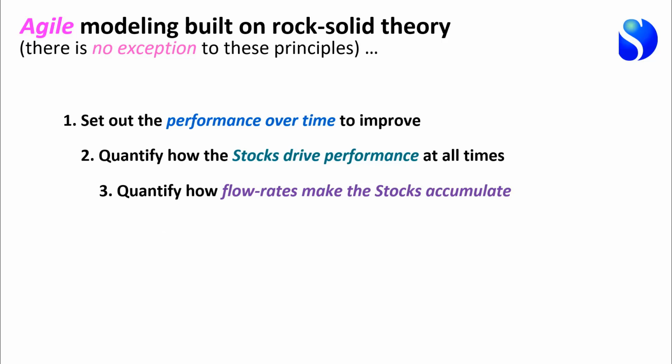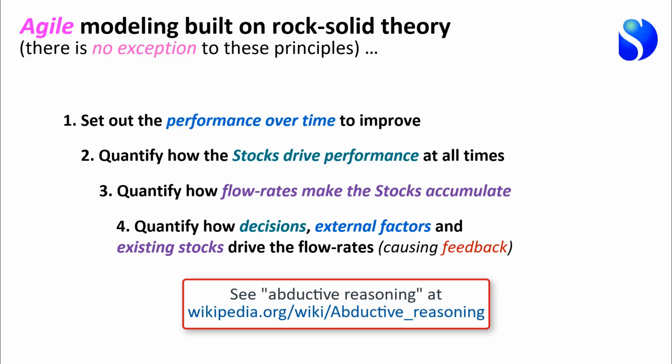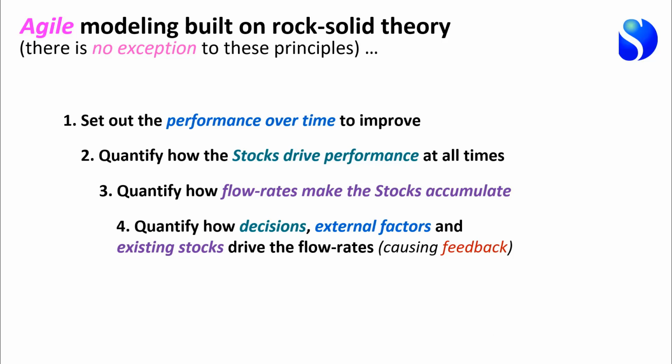So the last thing we need to explain is the flow rates. Why are we winning customers? Why are we losing customers? In other fields, why are people taking to crime? Why are people giving up crime? The next question we need to ask then is, what is driving those flow rates? And if you go through the same rigorous abductive reasoning, what you discover is that you always get back to existing stocks, to decisions that we take, or to external factors.